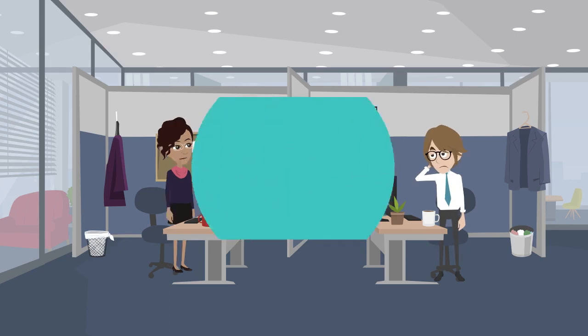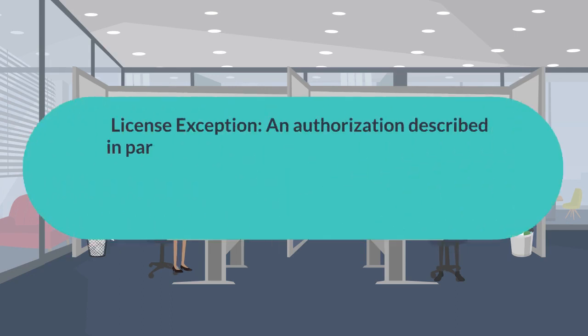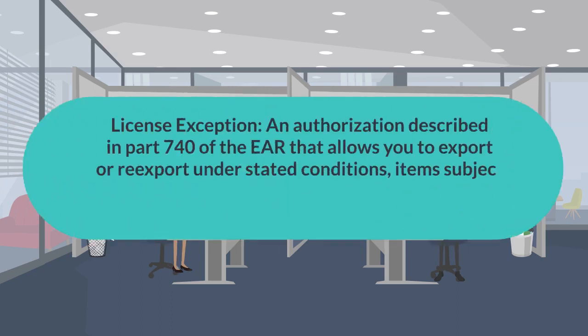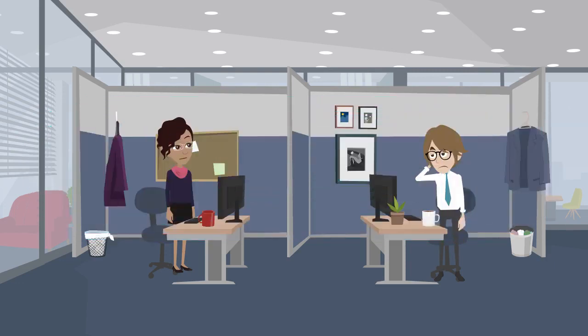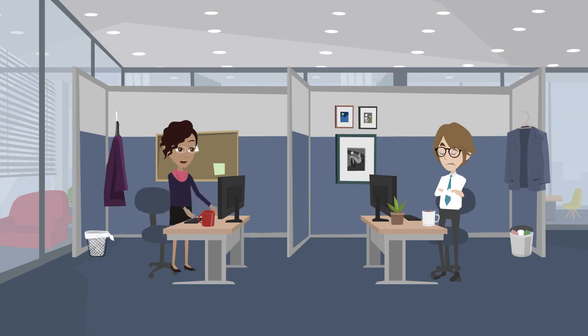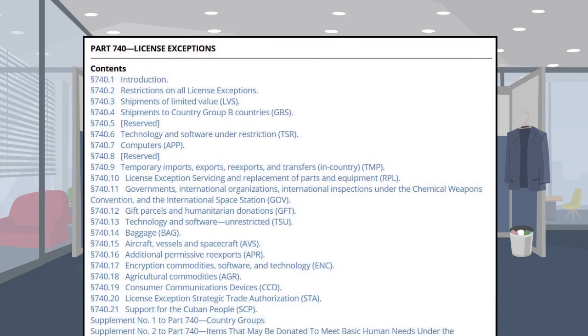A license exception is an authorization under the EAR that allows you to export an item that would otherwise require a license as long as the export transaction meets specific criteria described within the license exception. Which license exceptions can I use for biological items? All license exceptions are found in Part 740 of the Export Administration Regulations.